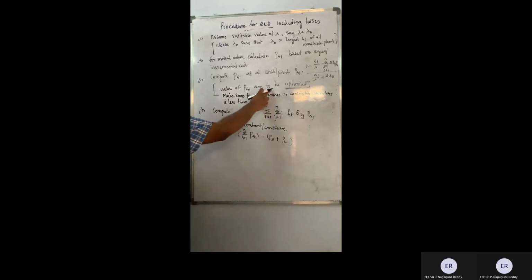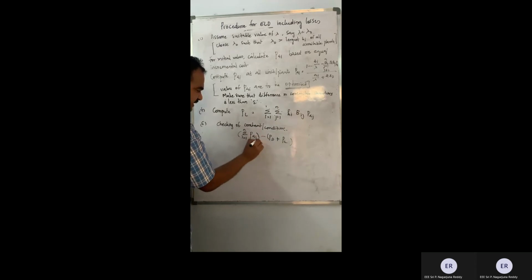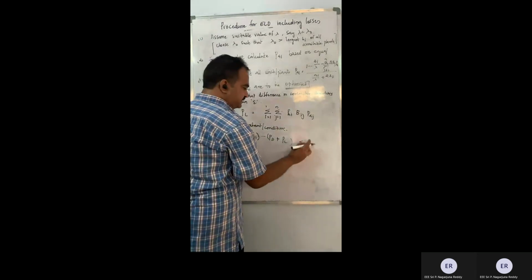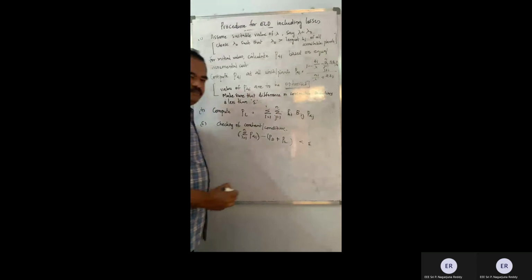Generations we have determined here. Loss we have determined here. And we will check the difference between the generations and this demand and loss. Make sure that the difference is zero. Ideally, the difference must be zero, or at least less than some tolerance value. Isn't it?